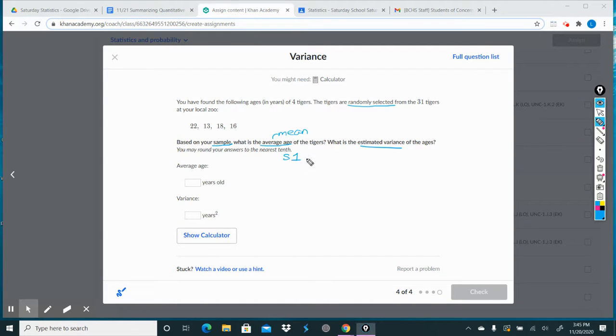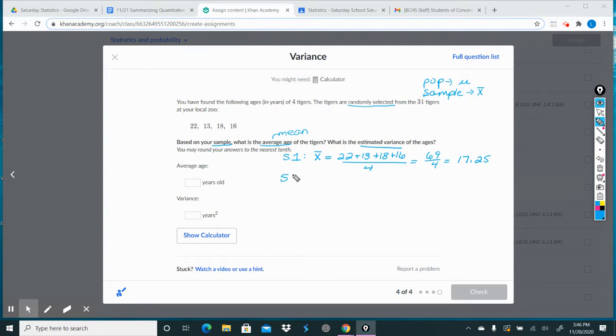So step number 1 is to find that mean. Now, for a population, remember, we use mu. It's the Greek letter mu. But for a sample, we're going to just take x and put a line over it. So the sample mean is we take the 22 plus the 13 and we'll add the 18 and the 16, and we're going to divide that by the amount of numbers that we have. So we have here 69 divided by 4, which is 17.25. So that's our sample mean.